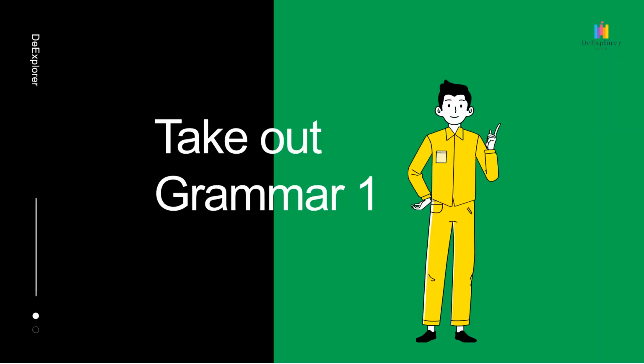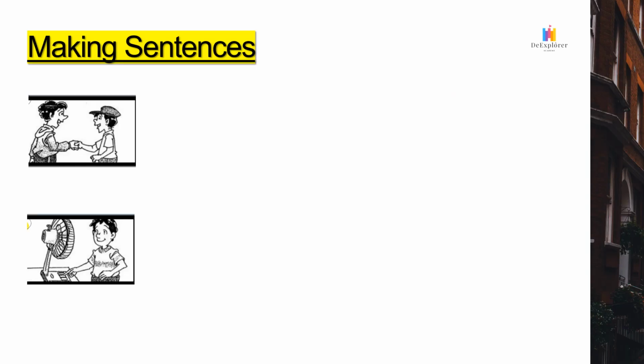Now, take out your Grammar 1 exercise book. Write the title, Making Sentences. Alright, now for each picture that you see on the screen, you are going to write three sentences. So these pictures are found in the workbook. Okay, so you have already written the first sentence. Just now you wrote the sentence, the boys are shaking hands now. 那些男孩子现在正在握手.